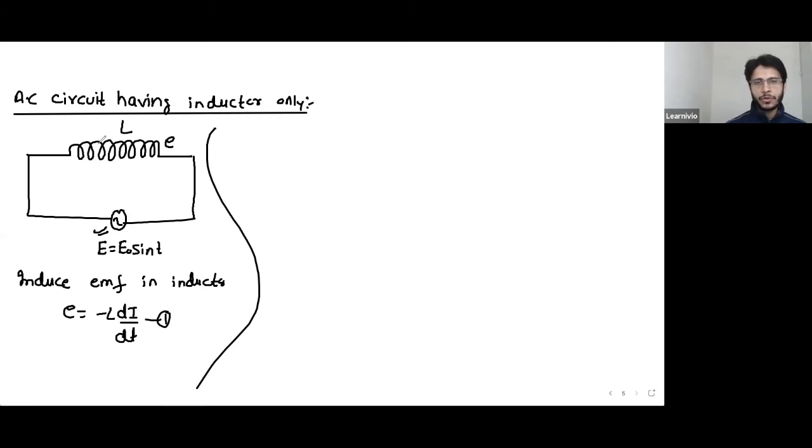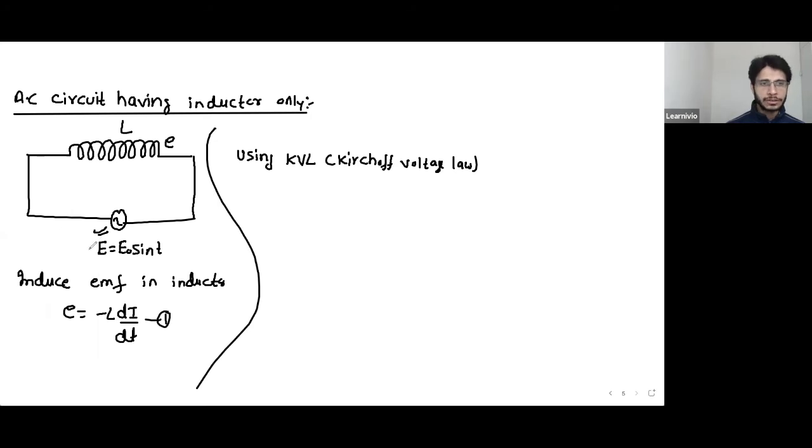Does any one of you remember Kirchhoff's second law, Kirchhoff voltage law? Any one of you remember what is Kirchhoff voltage law? KVL. I'm using KVL, which is Kirchhoff voltage law. It says the algebraic sum of all the voltages in a closed loop is zero.